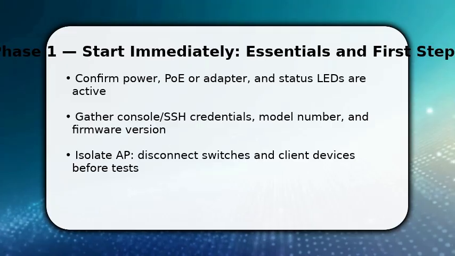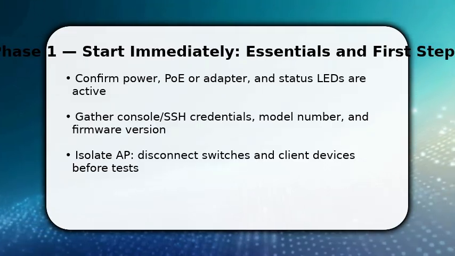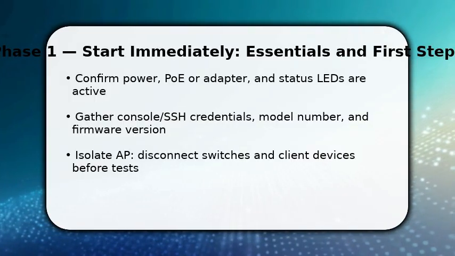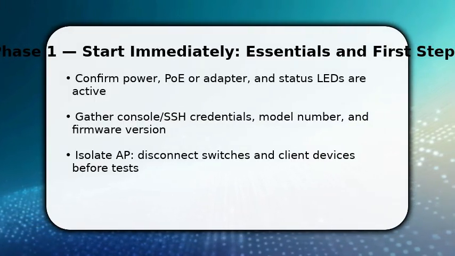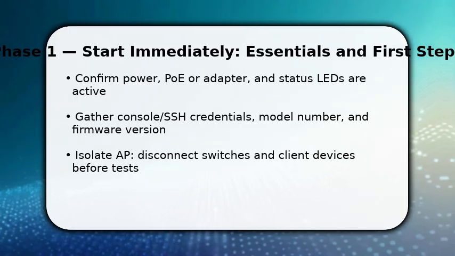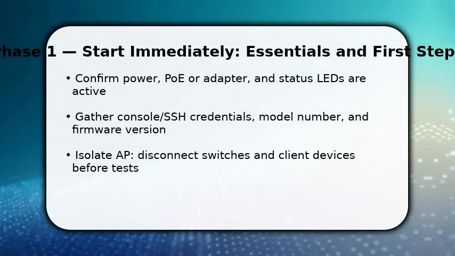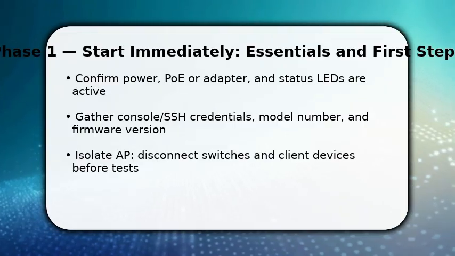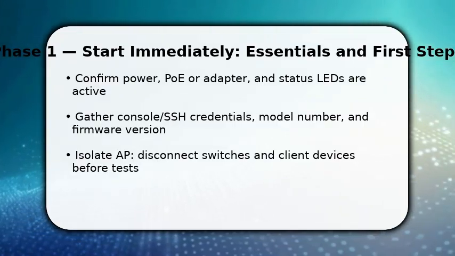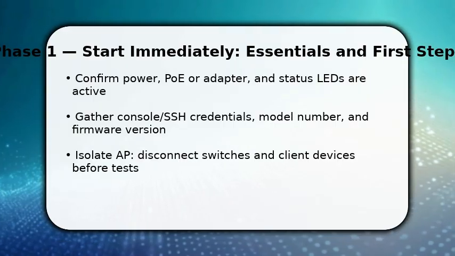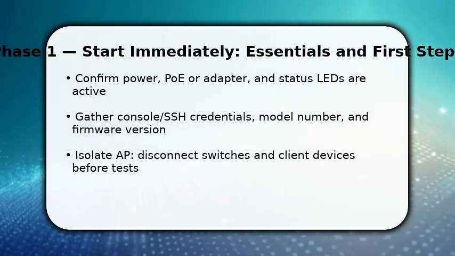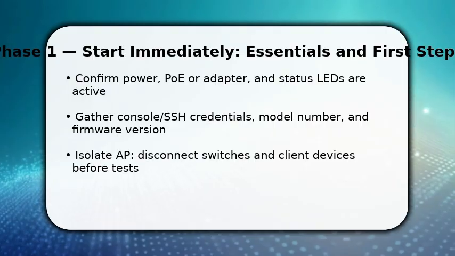You begin by confirming essentials: power and link lights, and whether the AP uses PoE or an AC adapter. Once done, collect model info, admin credentials, and firmware numbers so you can match fixes to hardware. Start a basic ping from your laptop to the management IP. If you cannot reach it, check the cable and switch port.